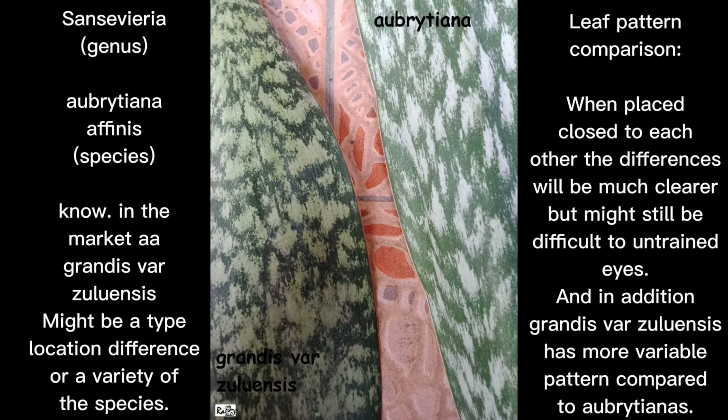If you have been paying attention to the pattern, this is the one that I'm showing right now. If you do not place both leaves side by side, then you will not be able to figure out the difference between the so-called grandis variety zuluensis and the aubrytiana species. But like I mentioned, they might just belong to the same aubrytiana species. It's just that they might be found in different parts of Africa, so it's just a different type location, but there are really differences between them.